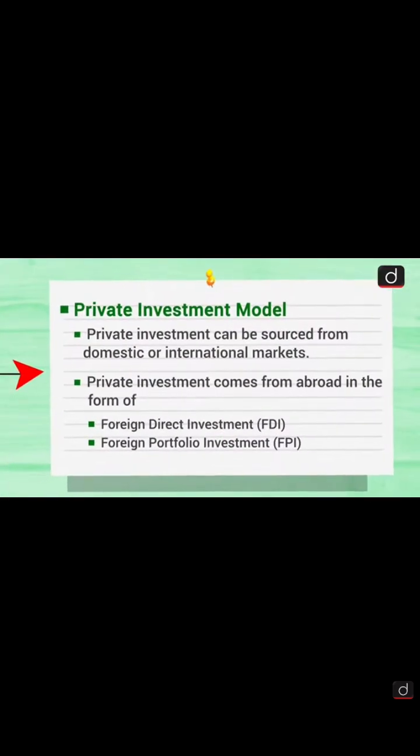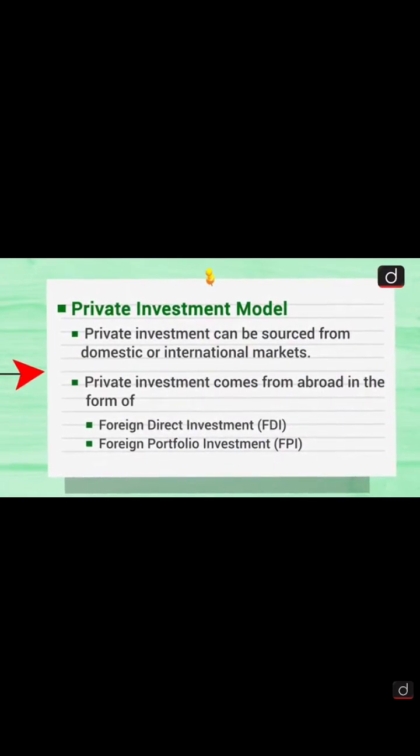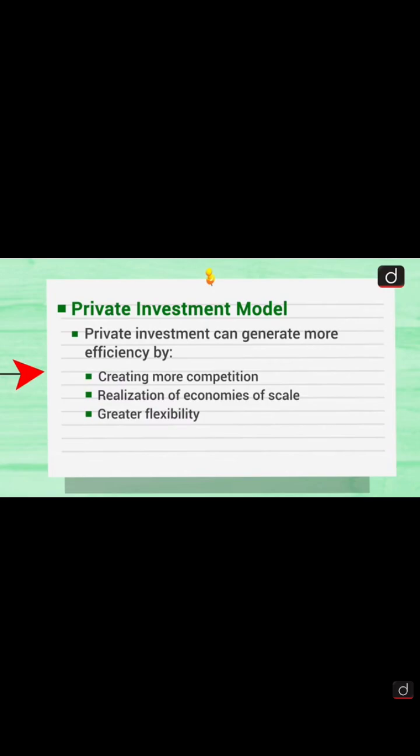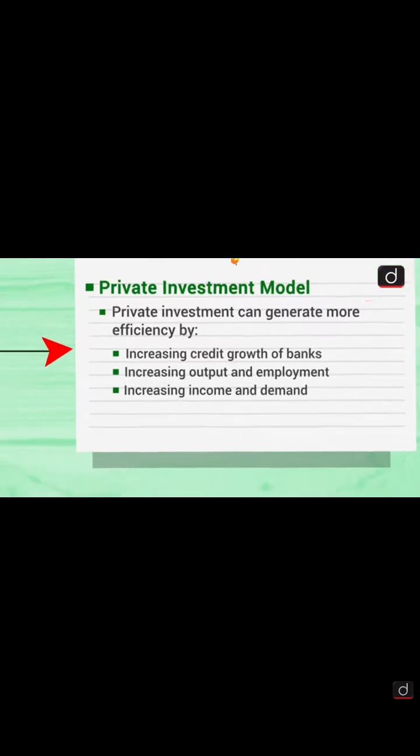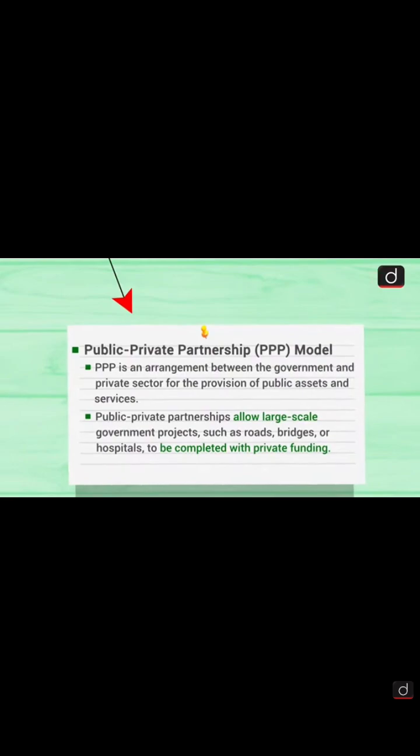growth pattern. So for the private investment model, we know that private investment can be sourced from the domestic or international market. If it comes from abroad, we call it FDI, FPI. Private investments can generate more efficiency by creating more competition, greater flexibility, and realization of economies of scale. So it has three points in it, and also increases credit growth of banks, increases output and employment, increases income and demand. So we need that public private partnership model. It's a combination of both.